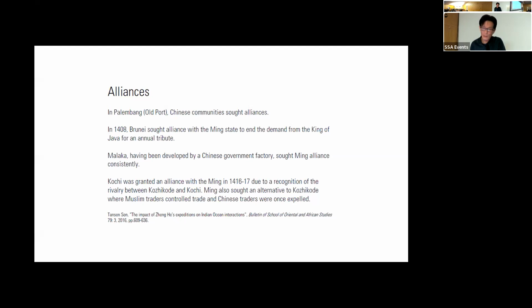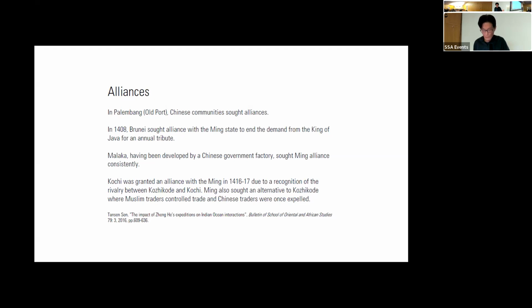And then one of the most interesting alliances was made in Kochi in India, where they realized that it was very useful to team up with Kochi, because Calicut was very expansive and aggressive in terms of controlling territories, and Kochi was a smaller place, and there was certainly a conflict. Calicut was also not treating Chinese traders very well for some time. So there was that going on.